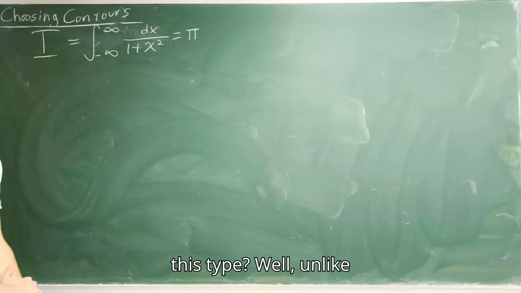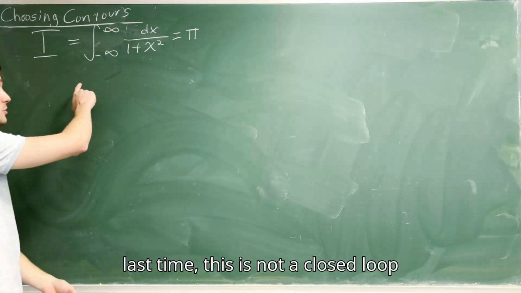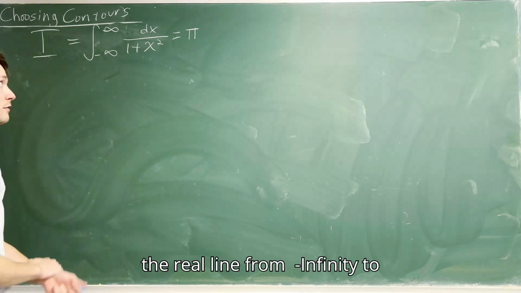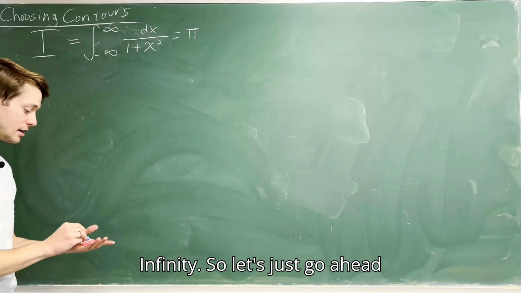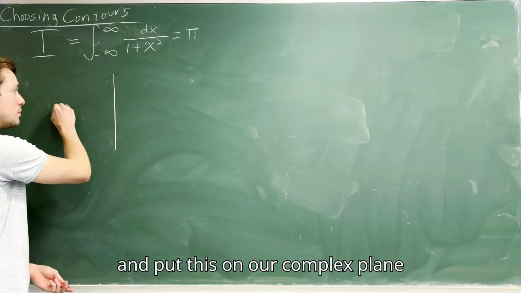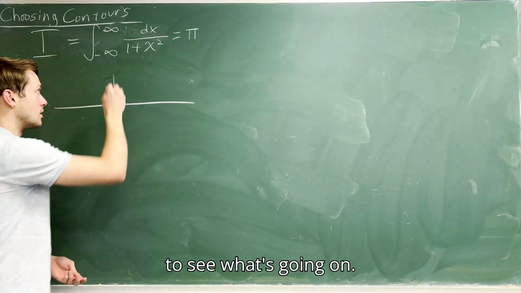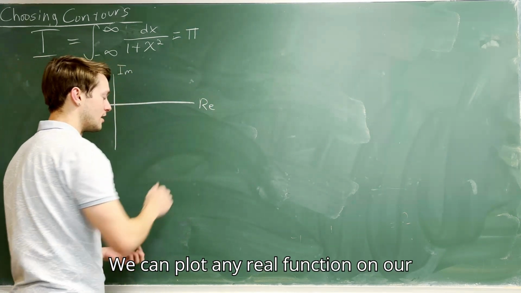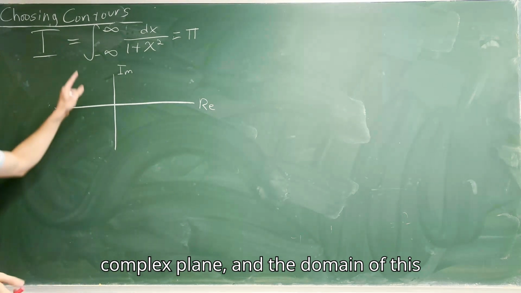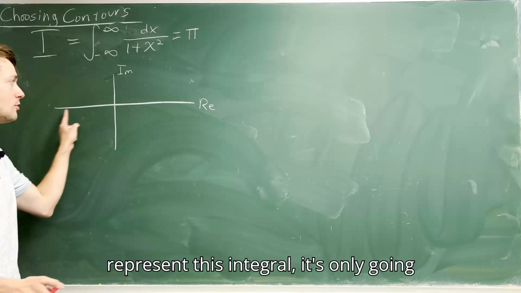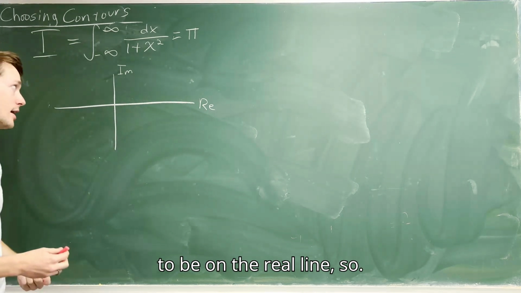Well, unlike last time, this is not a closed loop integral, right? This is an integral along the real line from minus infinity to infinity. So let's just go ahead and put this on our complex plane to see what's going on. We can plot any real function on our complex plane, and the domain of this integral is only going to be on the real line.